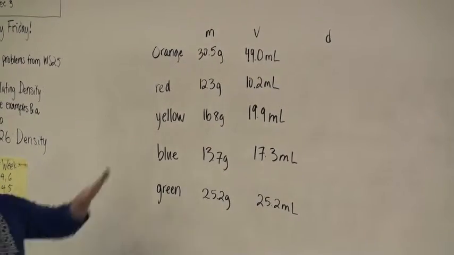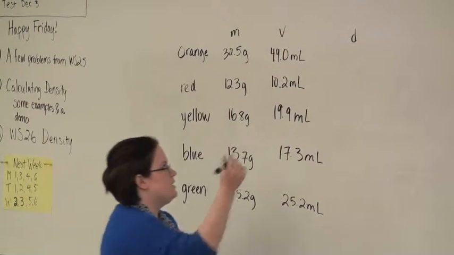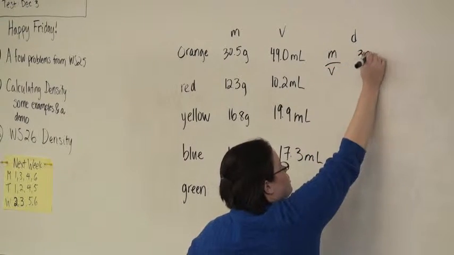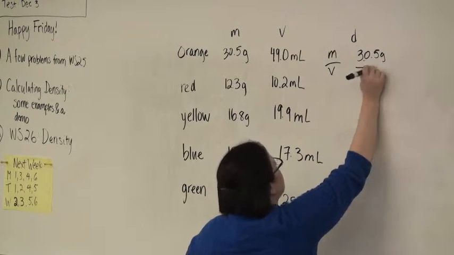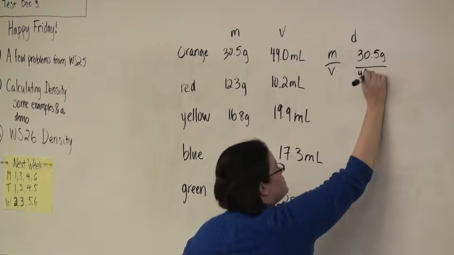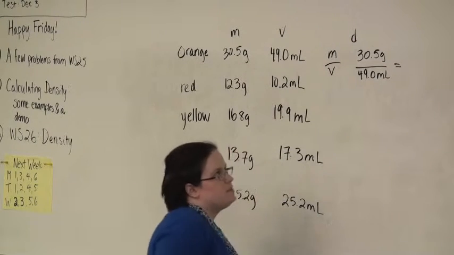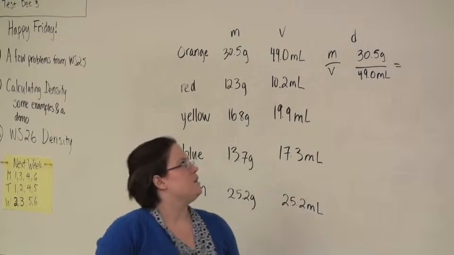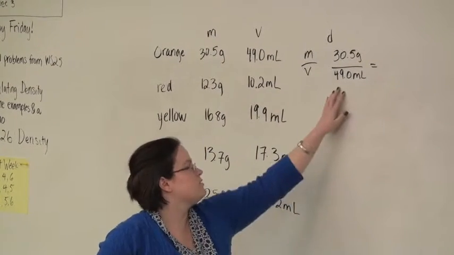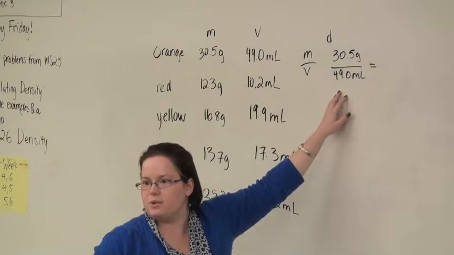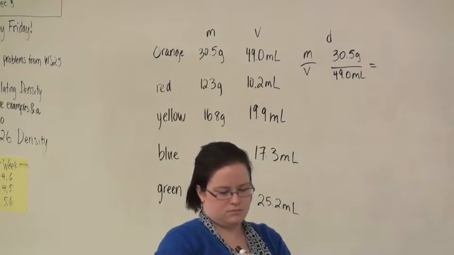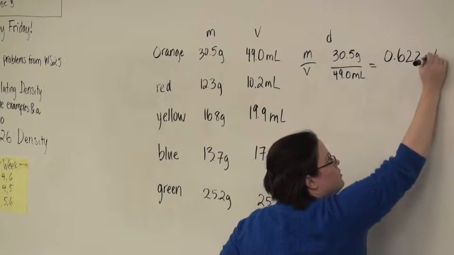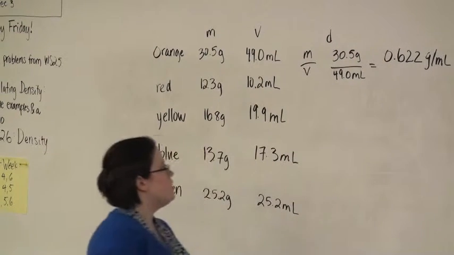Okay, so let's calculate the orange one first. Density is going to be the mass over the volume. So 30.5 grams over 49.0 milliliters. How many significant figures is this answer going to have? 3. Okay, so what's the density? Somebody calculate for me? 0.622 grams per milliliter. Thank you, Michaela. 0.622 grams per milliliter.